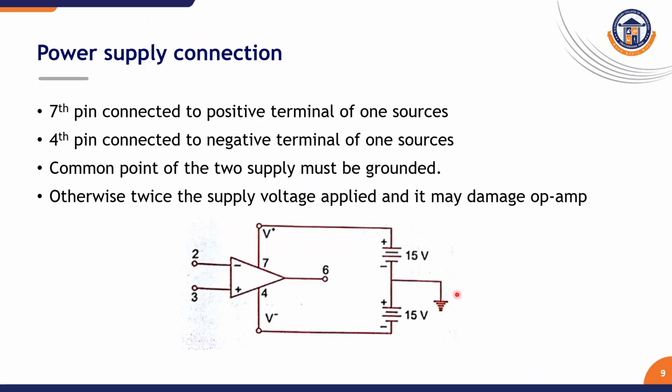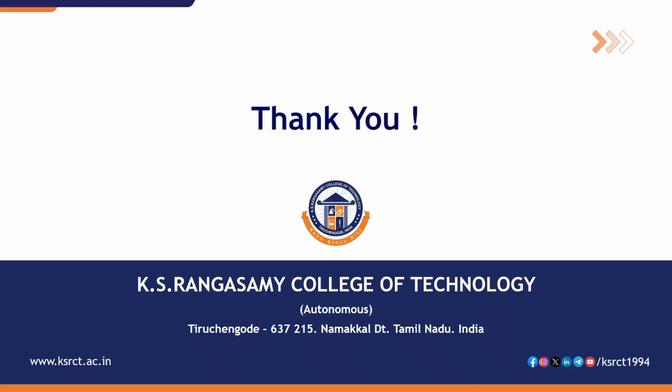If you fail to ground this common point of the power supply, then twice the supply voltage is applied across the operational amplifier and it will get damaged. So the ground connection of the common point of the voltage sources is very, very important. So these are the power supply connections of the operational amplifier.